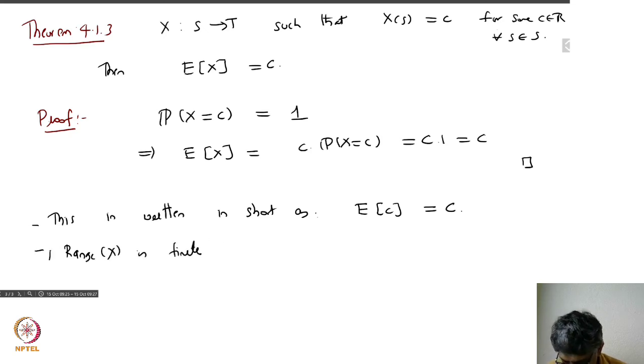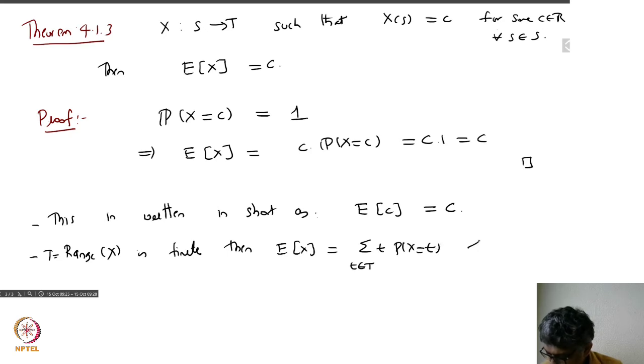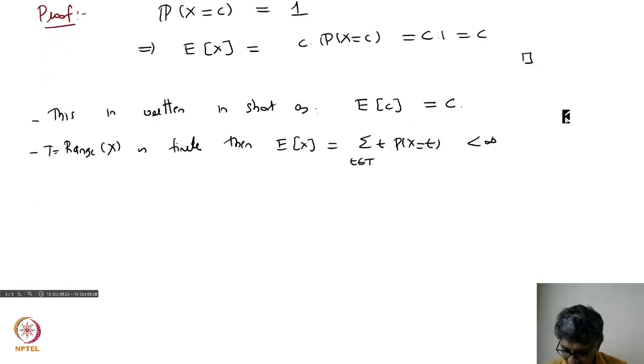If the range of X is finite, then E of X is always finite. E of X is the summation over t in the range of t times the probability that X equals t, which is always going to be finite because a finite sum is always finite. So we'll say that X has finite expectation, and consequently X has finite variance.